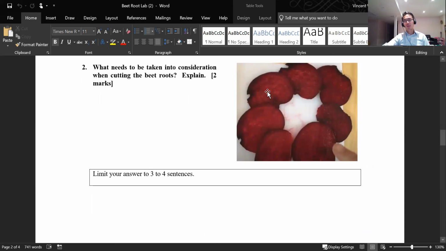Consideration, you have to make sure that they're the same size. You have to make sure that they have the same surface area, make sure they can fit in the test tube, for example. And that is important because that's part of your standardized variable, right? So that's the keyword I was looking for.